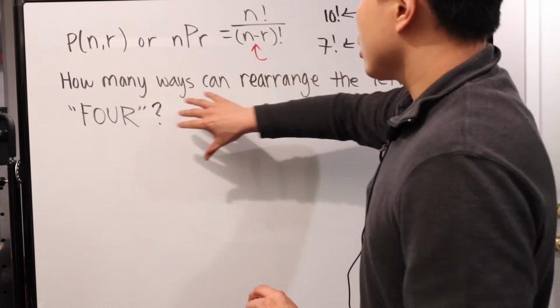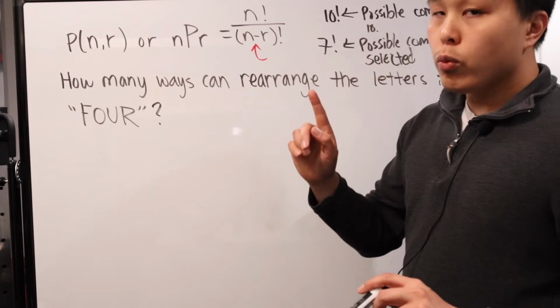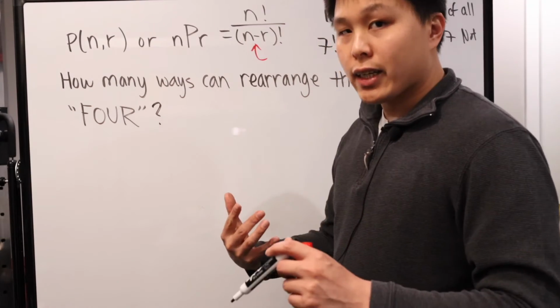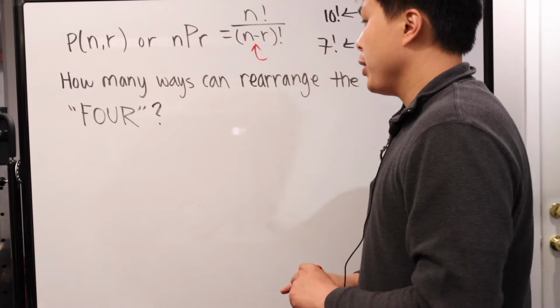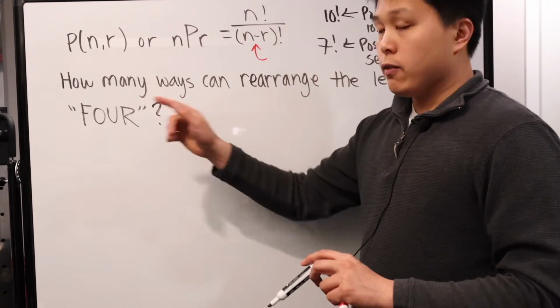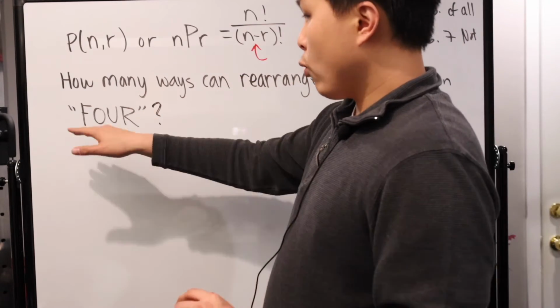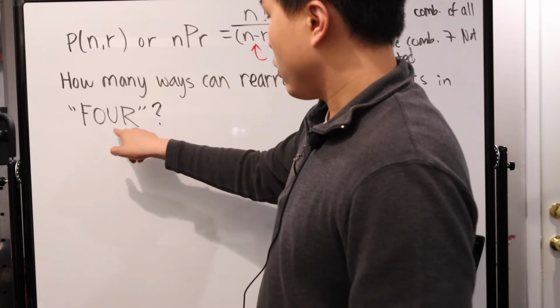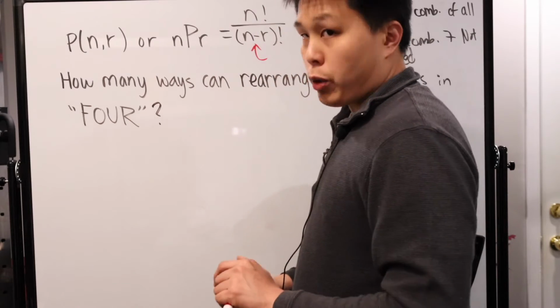Now, let's look at this one really quickly and see how we can... I feel like reasoning is a lot better than actually using the formula. So for example, how many ways can we rearrange the letters in 4? Now, 4 has technically 4 letters, right? F-O-U-R.